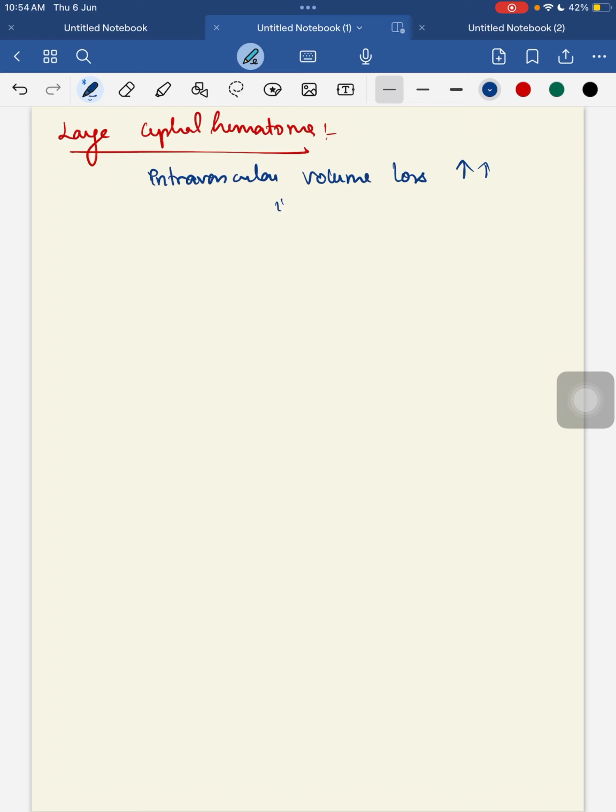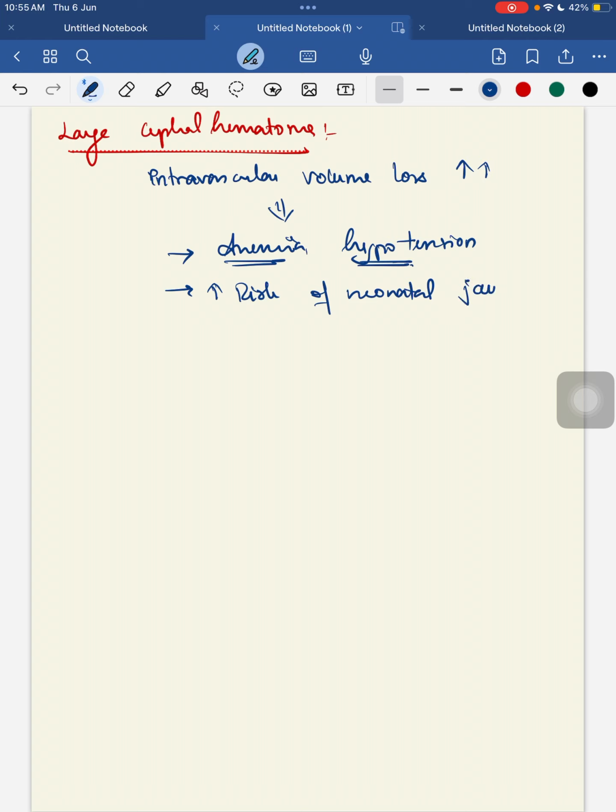Fine. Next, the third point is, if there is a depressed skull fracture, or if the child has neurological symptoms, then you take a CT brain. Okay, this is the management for your cephalohematoma.